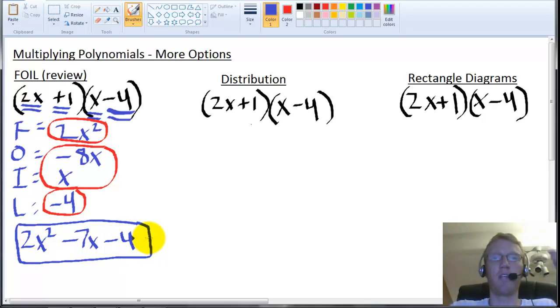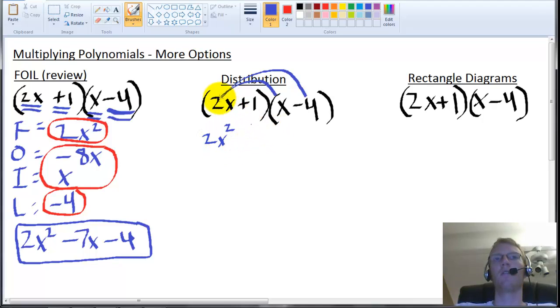An alternate method to this problem, so notice it's the exact same example, is to use the distribution technique. Distribution means everything in here has to multiply by everything here. So first I'm going to distribute my 2x, just like you would normally distribute. So 2x times x is 2x squared. 2x times negative 4 is negative 8x. Then I'm going to distribute my 1. I always do these on the bottom just so I can clearly keep my work shown. 1 times x is plus x. And 1 times negative 4 is negative 4.